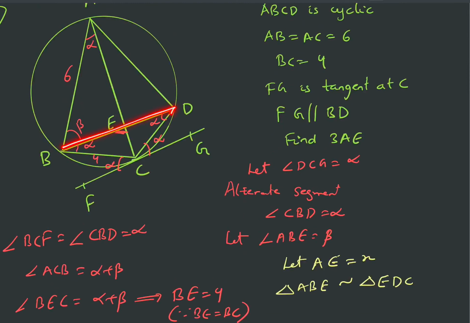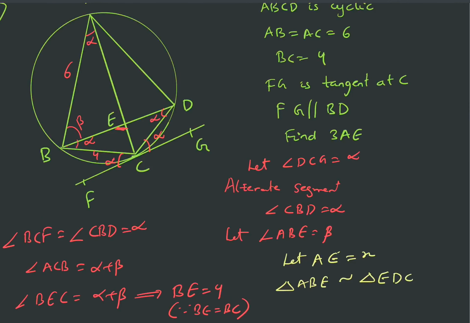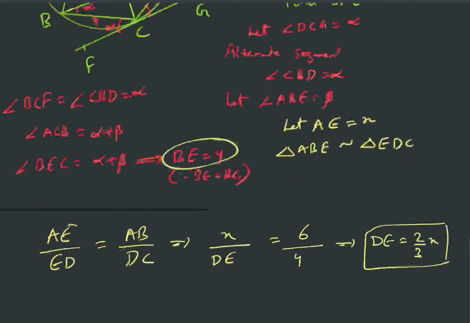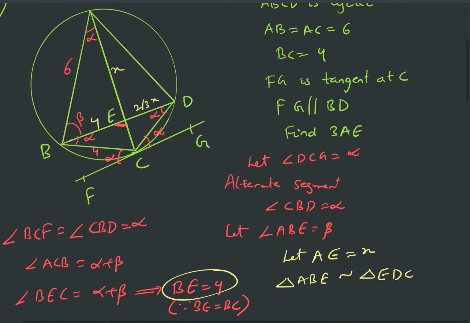If you see this triangle BDC, then since these two angles are equal, BC should be equal to DC. So DC is also equal to 4. Fine. So then DE is nothing but 2 by 3 times x. Okay, so we have got the length of DE as 2 by 3 of x, and AE is x. BE is equal to BC is equal to 4, we have already proved. Also, since AC is equal to 6, then I can say that EC is nothing but 6 minus x. Okay, so now we know AE, EC, BE and ED.